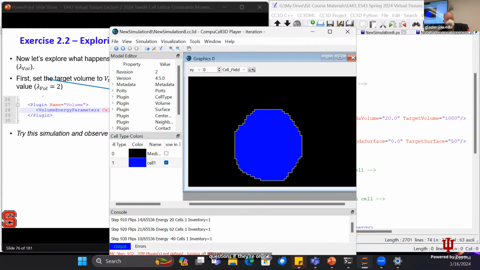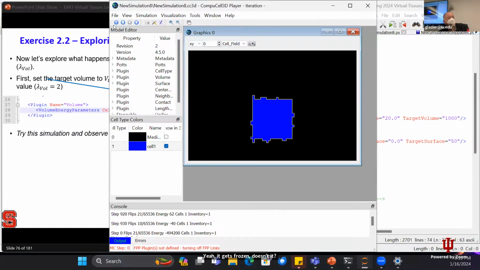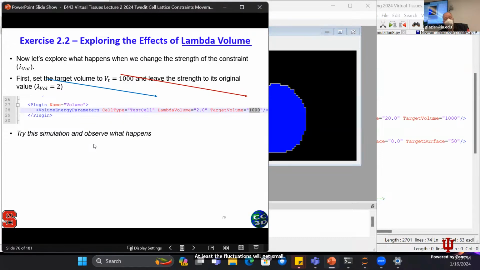How about Alex? What happened? You make it really large, like it doesn't stop changing. Yeah, it gets frozen, doesn't it? So the volume doesn't change, but the thing is going to freeze. Or at least the fluctuations will get smaller. If you make lambda volume very small, you'll see the fluctuations will get bigger, and you could even have the cell disappear if you make lambda volume too small.